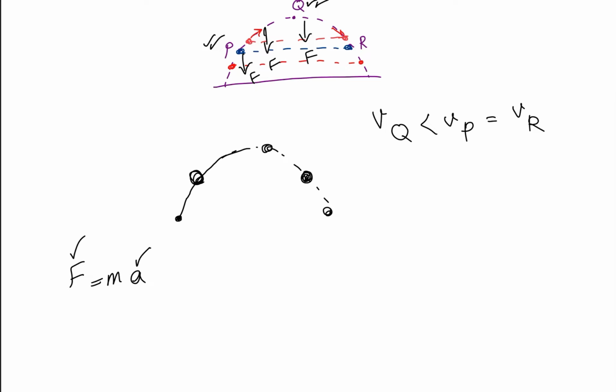So from here we find out that the acceleration, or the gravitational force, at point P on the ball is pointing down. So this is the direction of the force at point P, and this is the direction of the acceleration at point P, and at any other point on the ball's path.